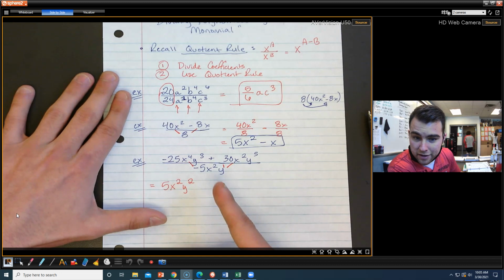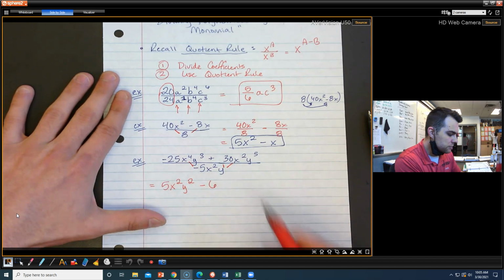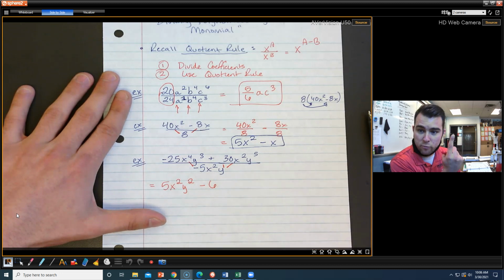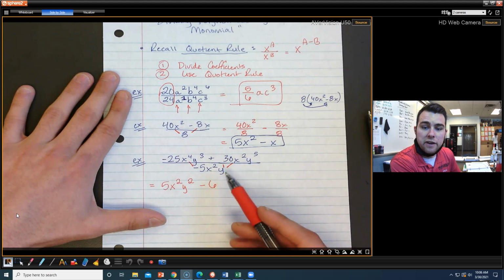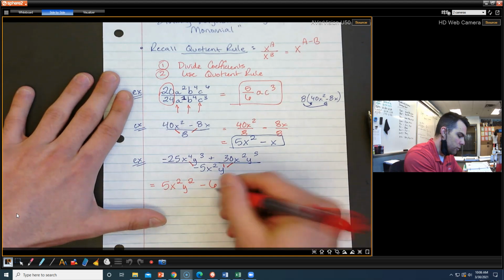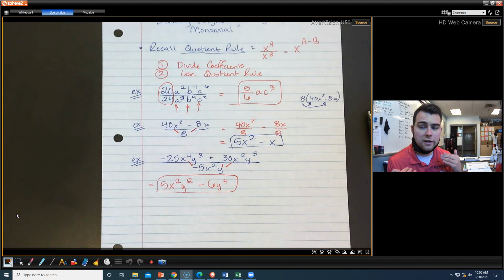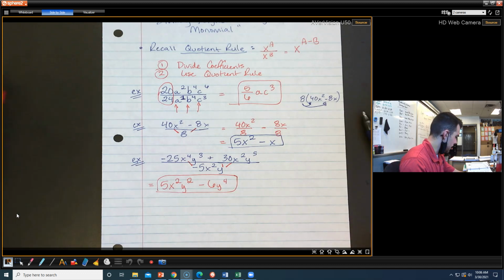30 divided by negative 5 is negative 6. x squared divided by x squared cancels, so I don't need to include it. It would just be 1, and 1 times 6 is just 6. And then we have y to the fifth divided by y to the first. That gives me y to the fourth. And that is simplified. I can't subtract them. They are not like terms, so that would be my simplified answer. Okay, let's try one more.